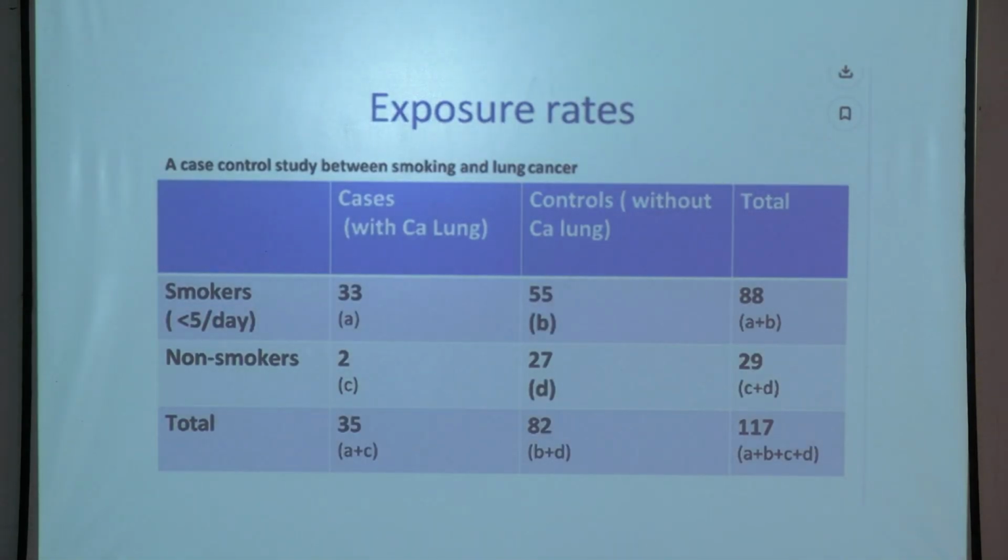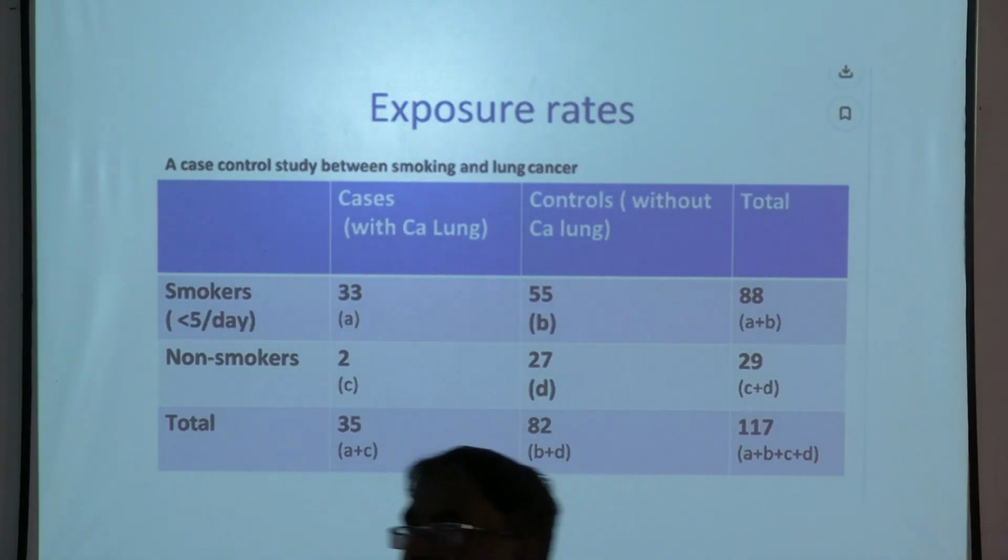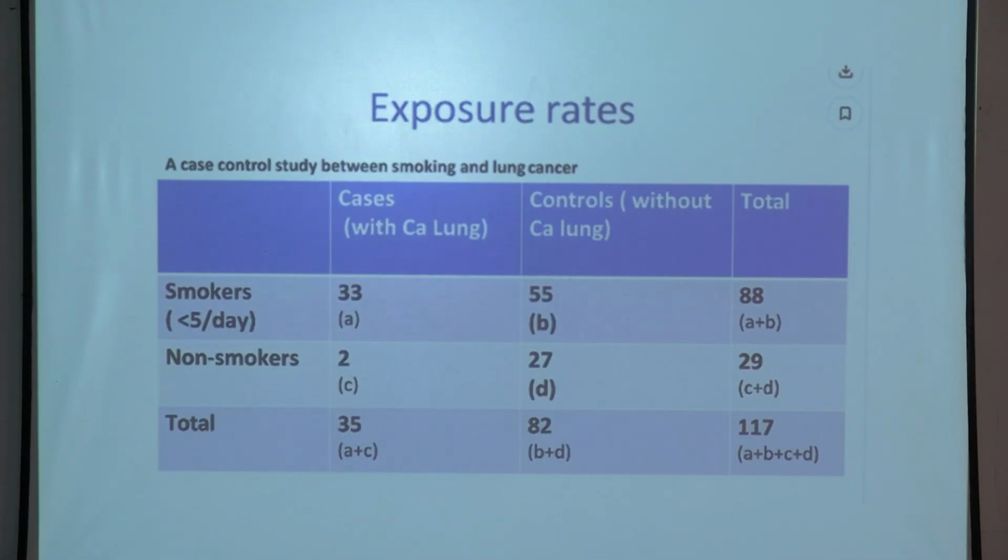Now coming back to another question, smoking and lung cancer. Totally how many cases are there? Kakaji, sure. How many cases are there in this? Total how many cases are there?